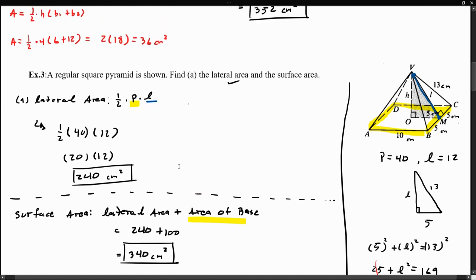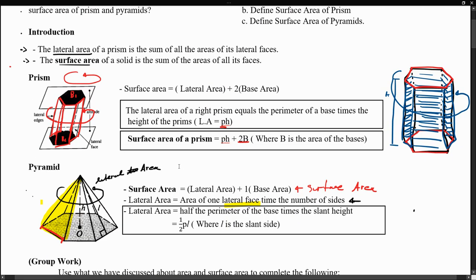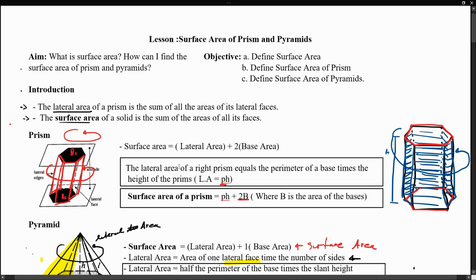So the main objective here is to identify the lateral area and the surface area for at least two figures, and that will be prisms and pyramids. And with this, we conclude our lesson for surface area of prisms and pyramids.